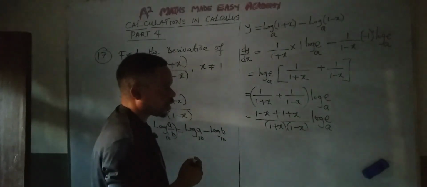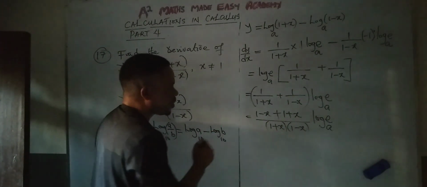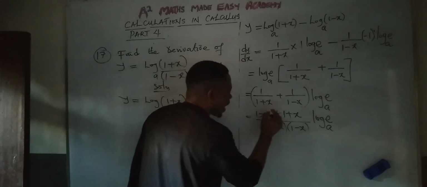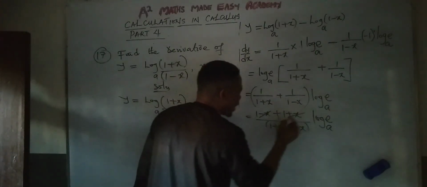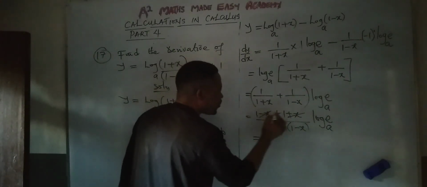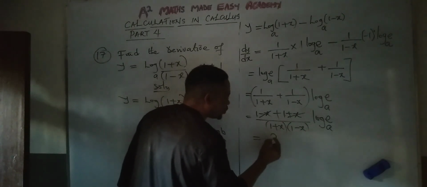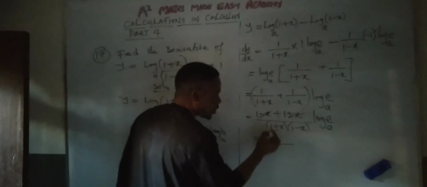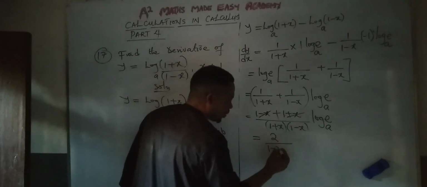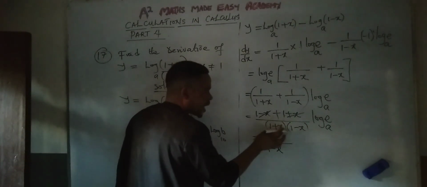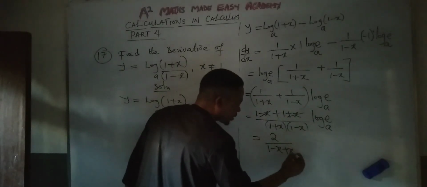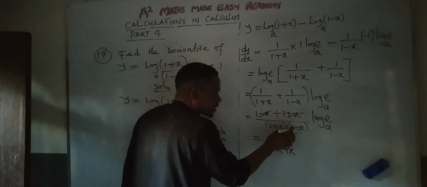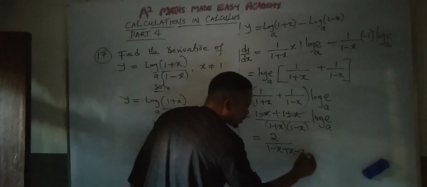Are you with me now? Then what is the next thing now? Do you agree with me that minus x will cancel plus x? It remains 1 plus 1. And what is 1 plus 1? 2. All over. Are you with me now? Open the bracket. 1 times 1 will give you 1. 1 times minus x will give you minus x. Lastly, plus x times 1 will give you plus x. And the plus x times minus x will give you minus x squared.